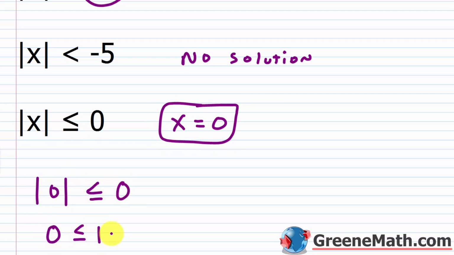0 is less than or equal to 0. That is true, okay? But if I use any other number, it does not work, okay? So what I want to do with this type of scenario, if I've isolated the absolute value operation and it's less than or equal to 0, I just set that expression inside the absolute value bars equal to 0, and I solve, and that's going to be my solution.